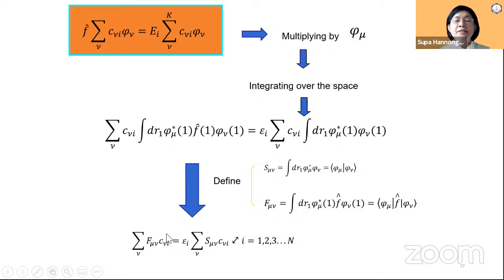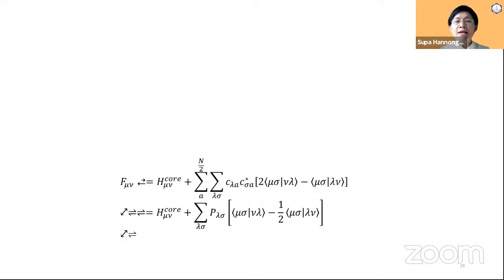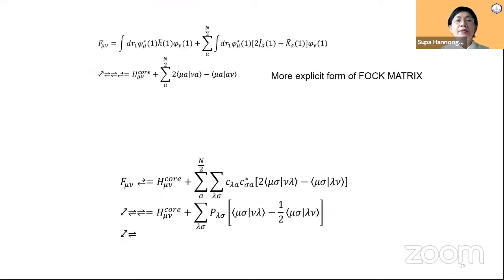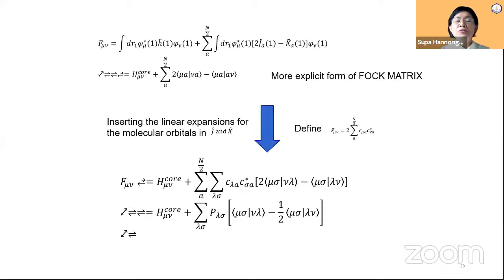The Fock operator and the coefficient, the eigenvalue and some kind of overlap integral and the coefficient, right? So these are the steps in Hartree-Fock to try to solve this kind of terms. So I will not make you unhappy by introducing more than this, right?